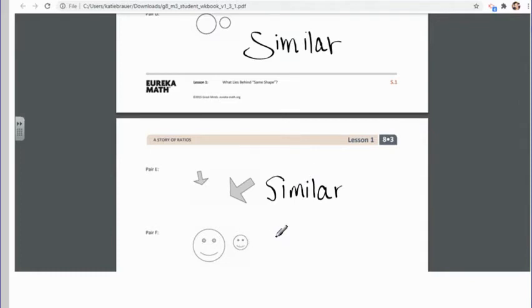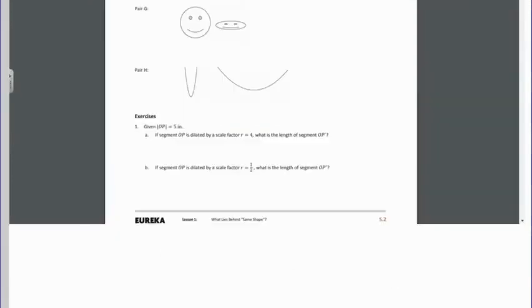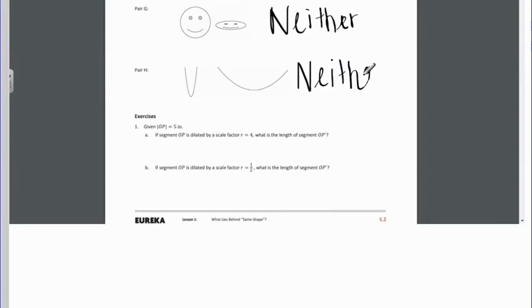F, are they the same shape? Are they the same size? So this makes them similar. Okay, G, what do you know about these two shapes? What's the first one? What's the second one? Are those the same shape? One's a circle, one's an oval, so we'll say neither on this one. They have to be the same shape, okay? And then this last one, this one is way closer together than this one, which makes them not the same shape, so this one is also neither.